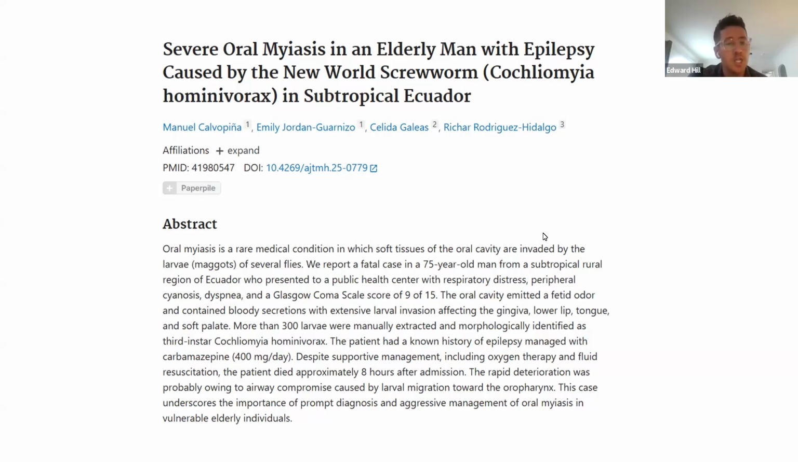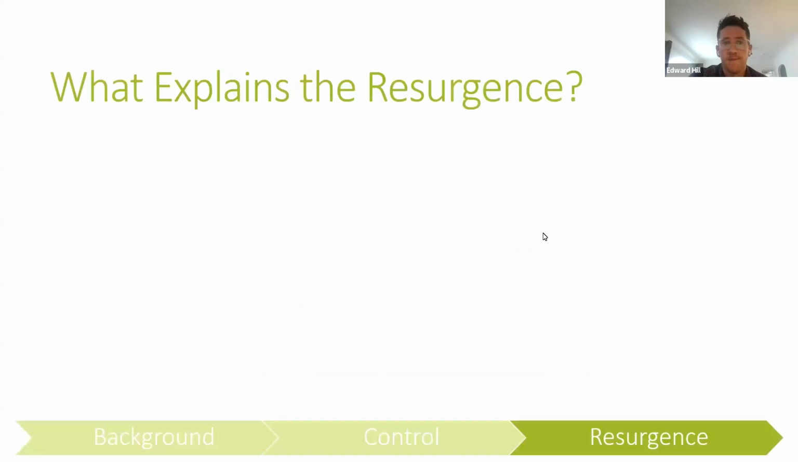But it's usually, again, unchecked infections that are really, really dangerous. So one of the questions I had is, what's explaining this resurgence? How did this happen? Copeg was doing such a great job down in Panama.